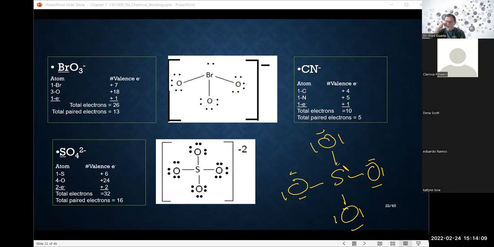However, count the lone pairs, count the electrons around sulfur. We got 1, 2, 3, 4, 5 pairs. We got 10 electrons in this configuration. Okay. So that again, we're saying, whoa, it's a flag. Something's not right. My accounting may be off in there. I may have, and it happens too.